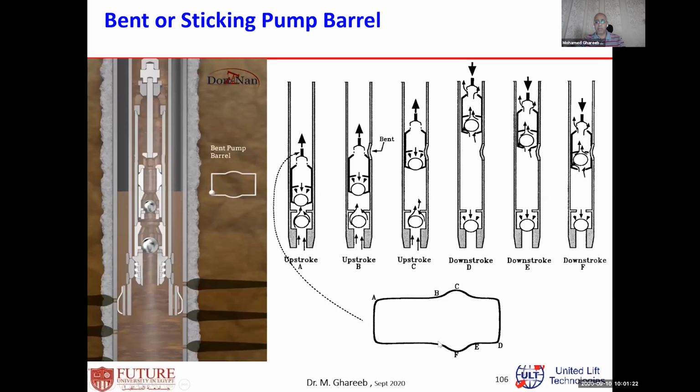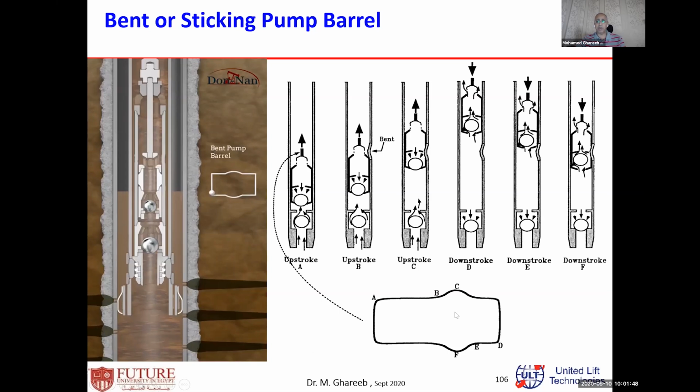Then the bend will show downhole. In upstroke you have higher loads, in downstroke you have lower loads at a certain position. That means the barrel has some problem. It could be scale sometimes, small scale, hard scale. It's not easy, but sometimes. In this case, you can say I have a bent or sticking pump plunger. A sticking plunger, scale, some problem. This can be here, here, here, or here.